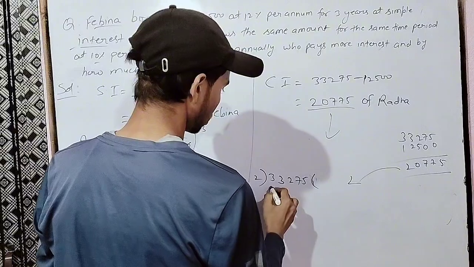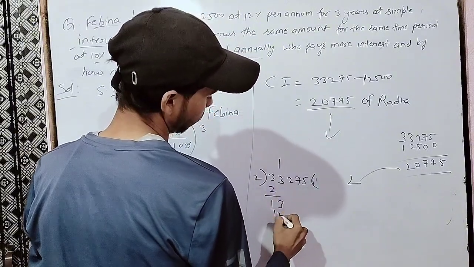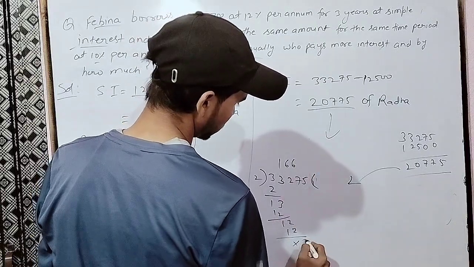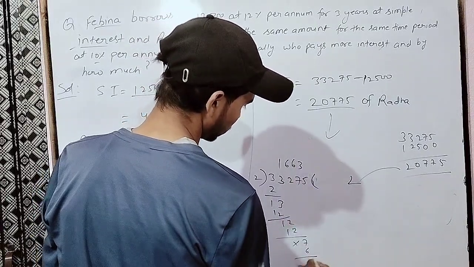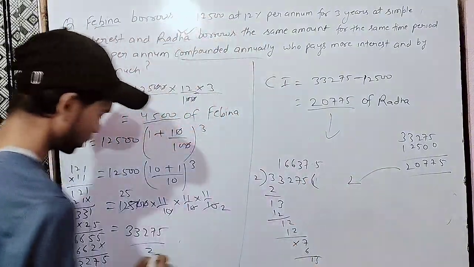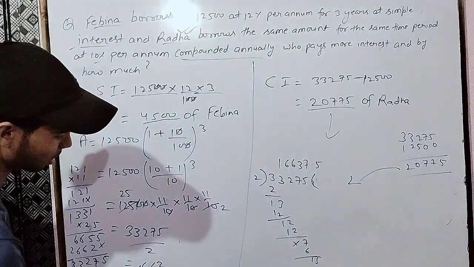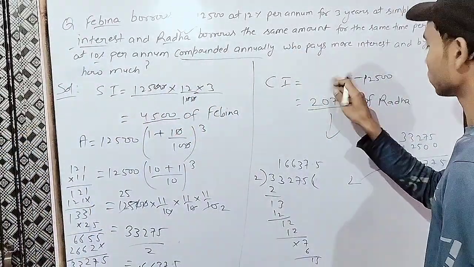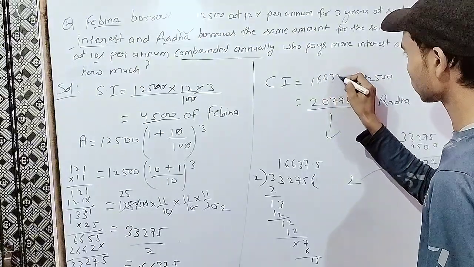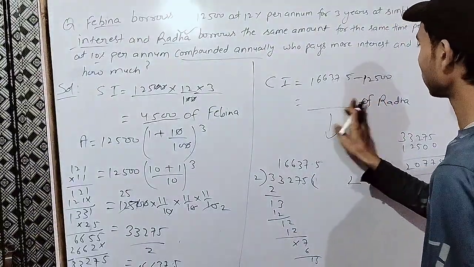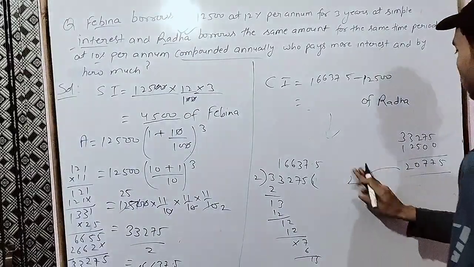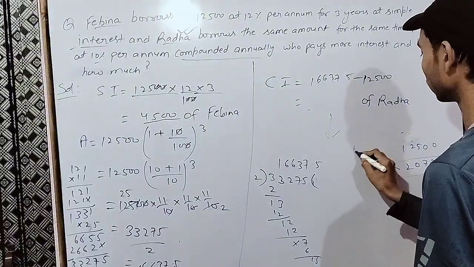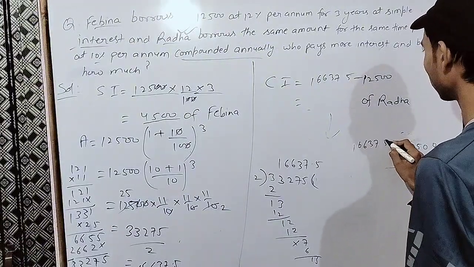By 2, 1, 12 up, 1, 2, 6 again, 7, 3, 1, 5, 7.5, 1, 6, 6, 3, 7.5. Here it will become how much? 1, 6, 6, 3, 7.5. Then it will be how much? Here 1, 6, 6, 3, 7.5.